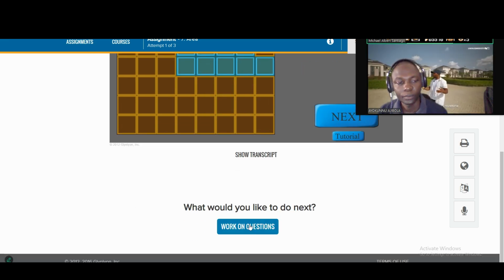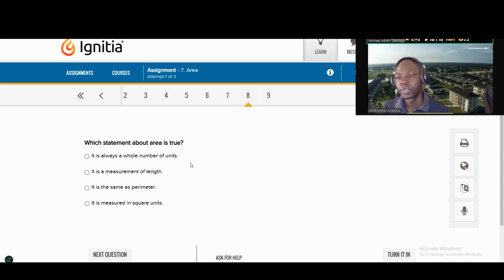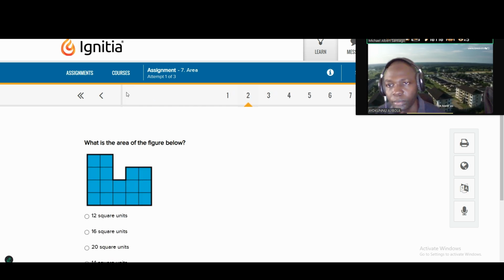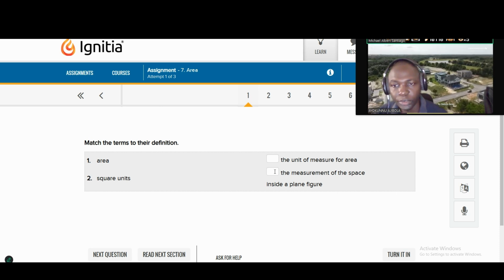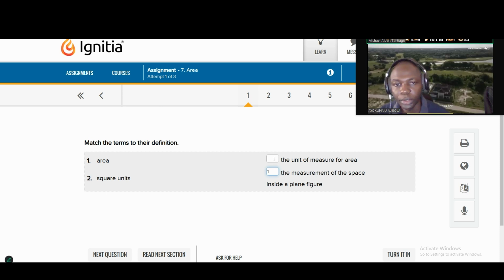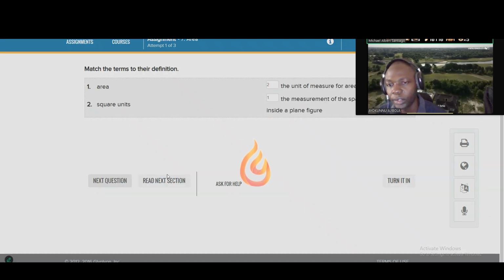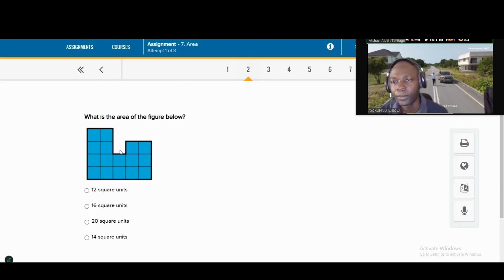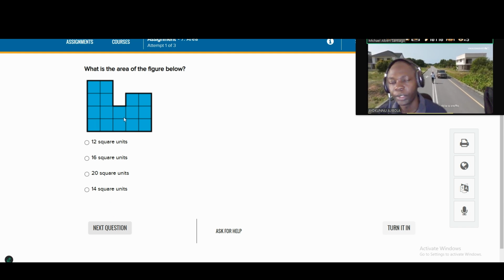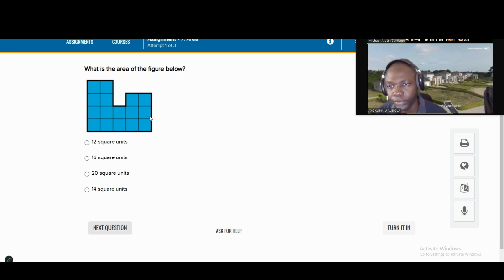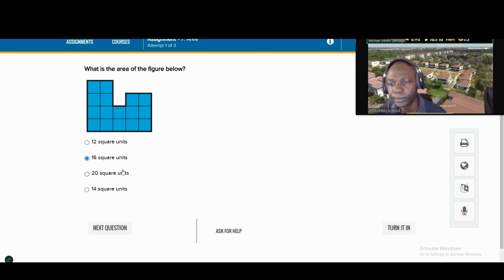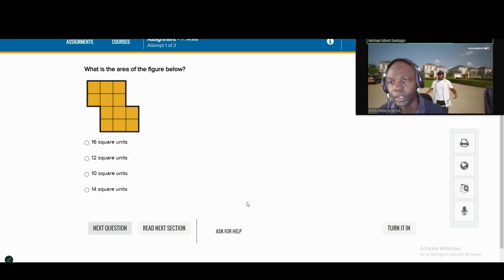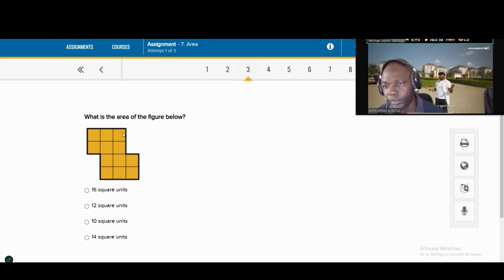Let's quickly work on questions. So let's see. The area is the measurement of space. That's 1, then this should be 2. Then the next question. What is the area of this shape? Count it for me, Miggy. 1, 2, 3, 4, 5, 6, 7, 8, 9, 10, 11, 12, 13, 14, 15, 16 square units, okay? Then what's the area of this one? 1, 2, 3, 4, 5, 6, 7, 8, 9, 10, 11, 12. That's 12 square units.